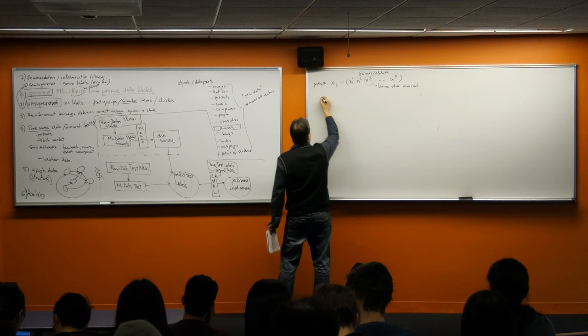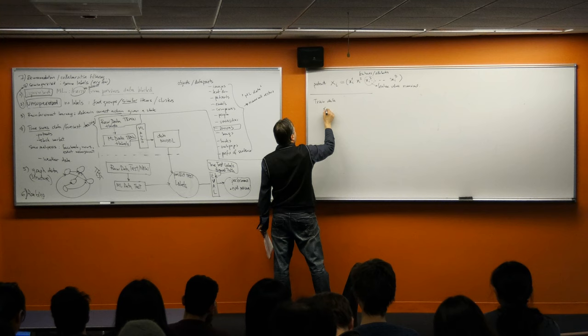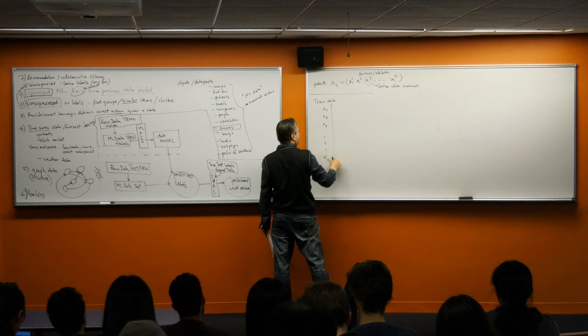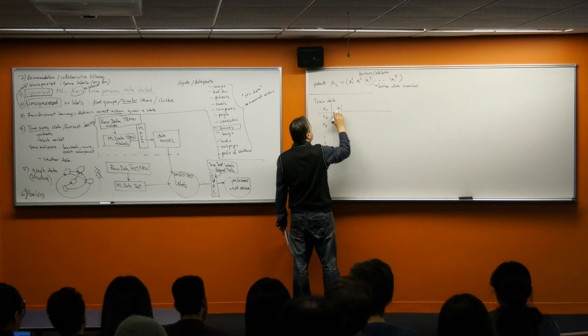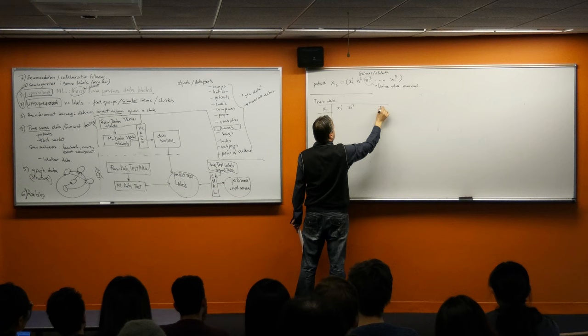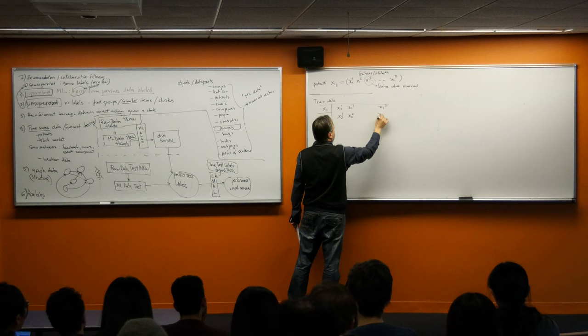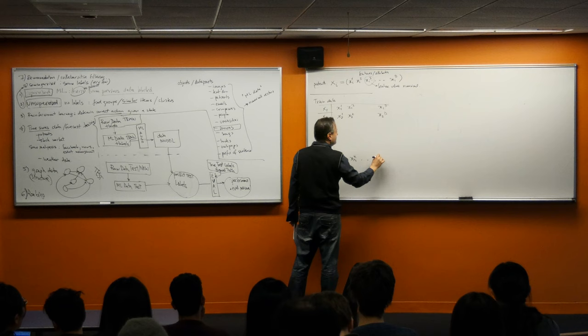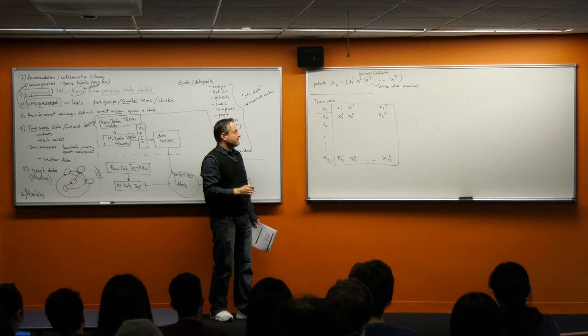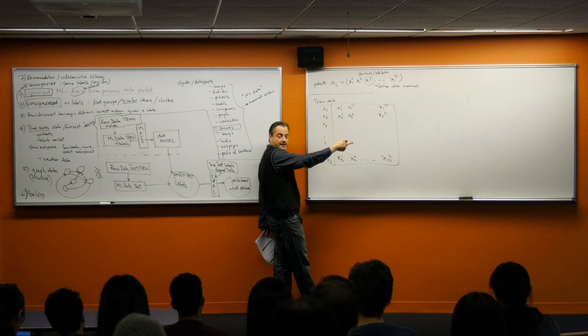So my training data might look like this. I have x1, x2, x3, up to xn. Those are my data points. And then I have here x11, x12, x1d, x21, x22, x2d. Up to xn1, xn2, xnd. Every patient, in this case, has been written with d numerical features. We call this a feature matrix.